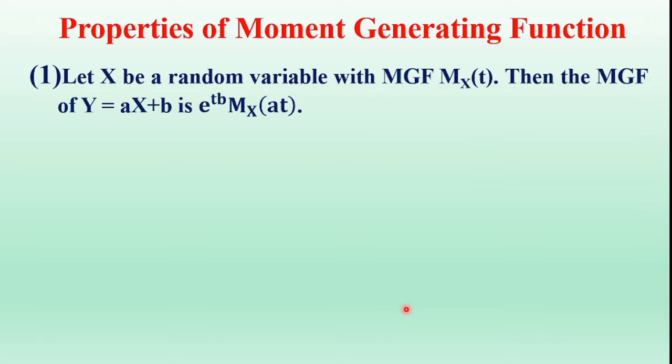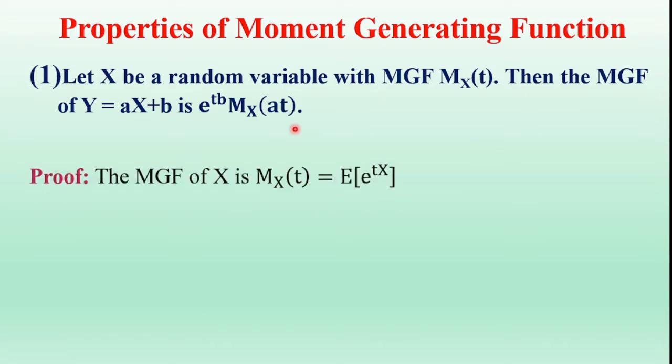The first property is: let capital X be a random variable with moment generating function M_X of t. Then the moment generating function of the random variable Y equal to aX plus b is e power tb into M_X of at. So this is the first property. Now let us prove this property.